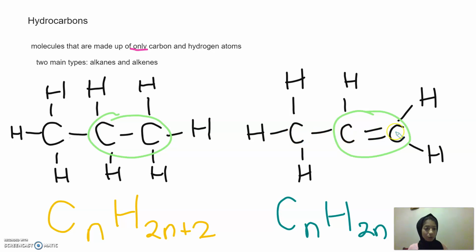So we have 1, 2, 3 carbons. So our n equals 3, so C3, H2n. So 2 times 3 is 6. So we should have 6 hydrogens. Do we have 6 hydrogens? Let's count. 1, 2, 3, 4, 5, and 6. So there we have it. I've given you an introduction to hydrocarbons. I've given you an explanation of the 2 main types and also their general formula. Thank you.